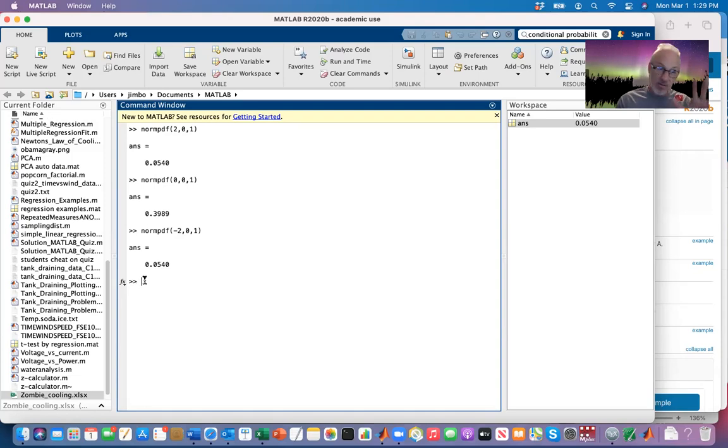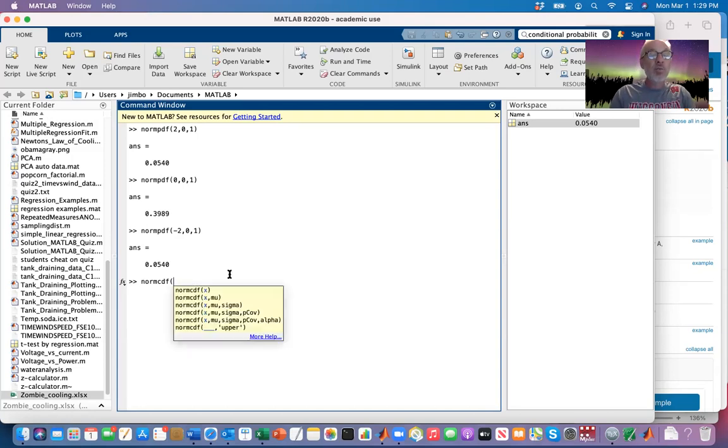Most of the time, you're not going to be using this function because you'll be wanting to compute cumulative probabilities across a region, an interval in the distribution. So the Matlab function for that is normcdf, for the normal distribution. Okay, and let's find out the cumulative probability of getting 2 standard deviations above the mean, given a normal distribution with a mean of 0 and a sigma of 1.